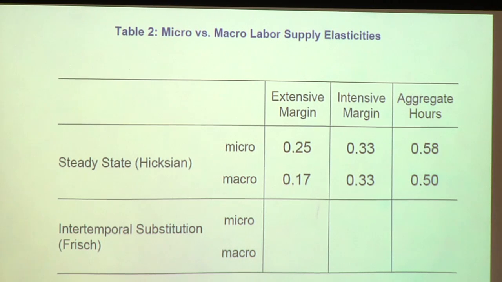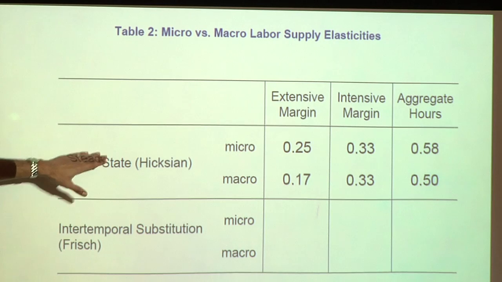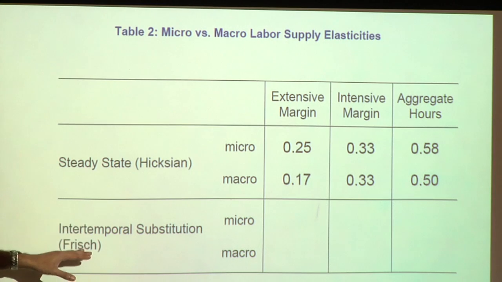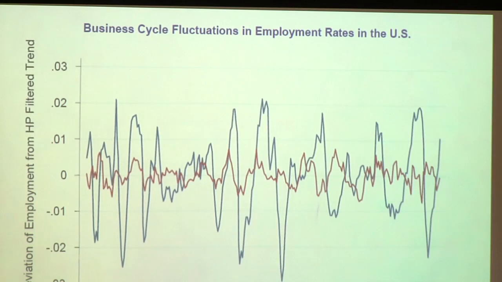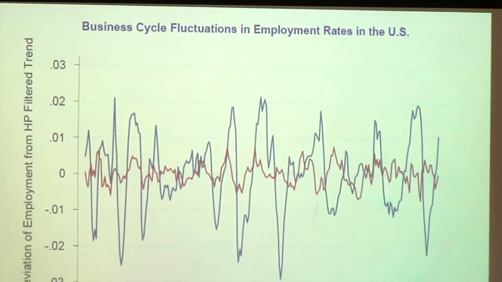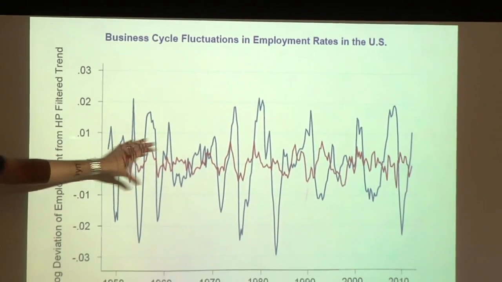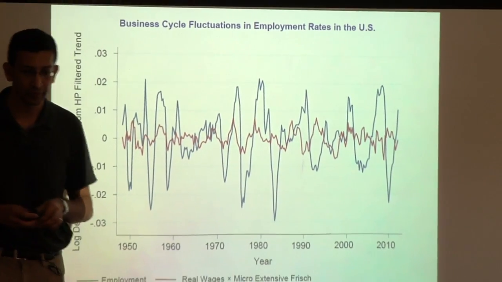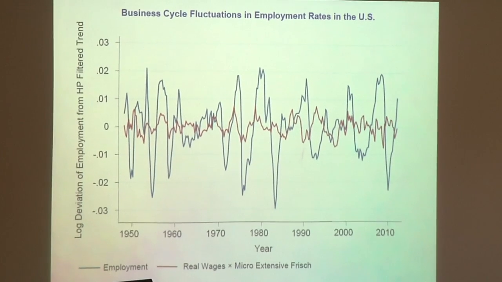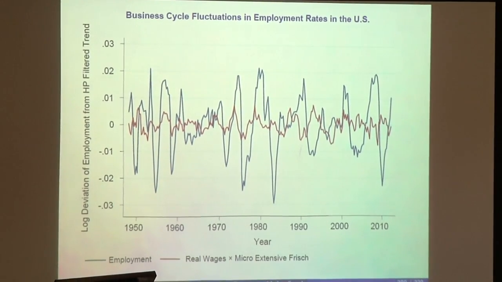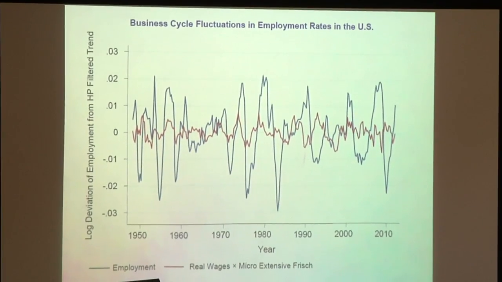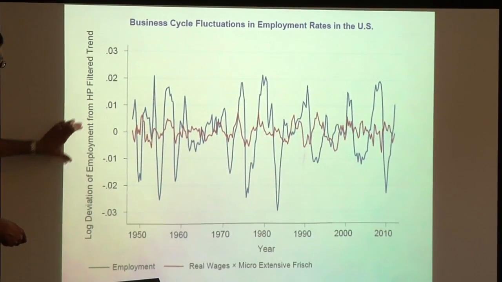This was for the Hicksian, cross-country. Things look very different when you're trying to explain the business cycle fluctuations with the Frisch elasticity, and this graph shows you that. The blue line shows you employment fluctuations over the business cycle, detrended, as I was describing in the last lecture. The red line shows you the micro prediction, where we multiply the real wage series by our preferred estimate of the micro extensive Frisch elasticity.